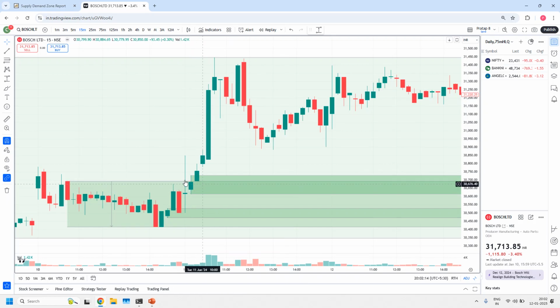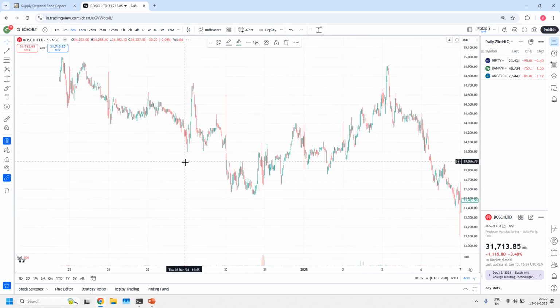Okay, this could be. Of course, this is not the leg out. You can also keep this part of the zone, but because the imbalance started from this candle, I am keeping only this area. And if you want to fine tune within this area, you already have the 5-minute zone there. Go to the 5 minutes time frame.